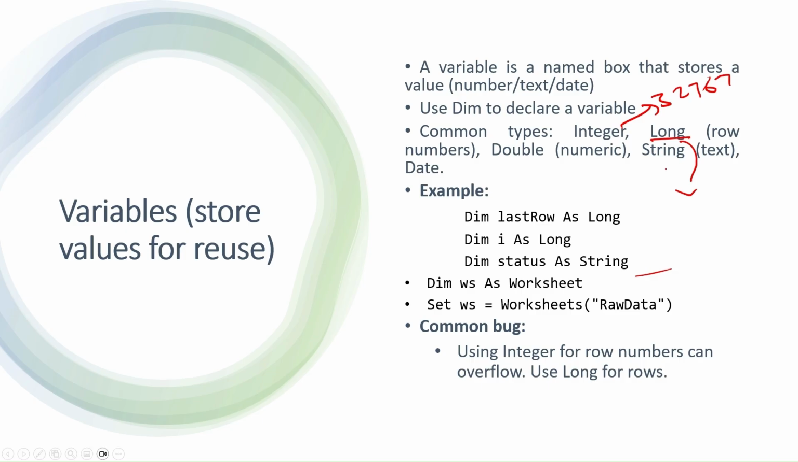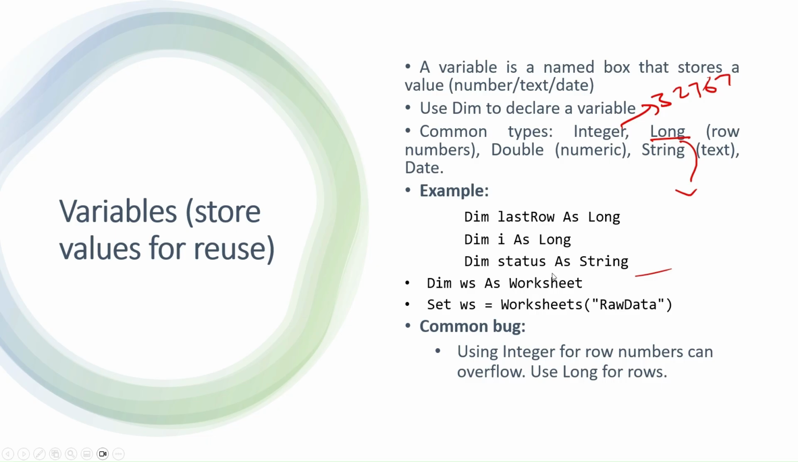So if you use integer to store row numbers and your dataset is large, VBA will throw an overflow error. That means the number is too big. That's why we generally define the type for last row to be long rather than a simple integer, especially if you have a big number of rows. So avoid using integer, but use long for rows.